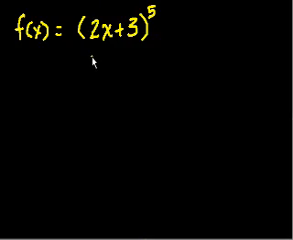We're going to use something called the chain rule. Because one thing we could do, we could just multiply out 2x plus 3 to the 5th power. And if you've ever done that, you know it's a pain.